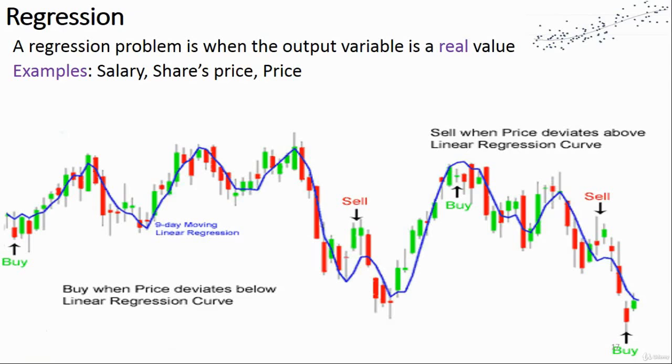One type of supervised machine learning is regression. Regression is where your outcome or output variable is real in nature, like salary, share price, or any kind of price, any numeric variable. It must be numeric. That is what regression is all about.